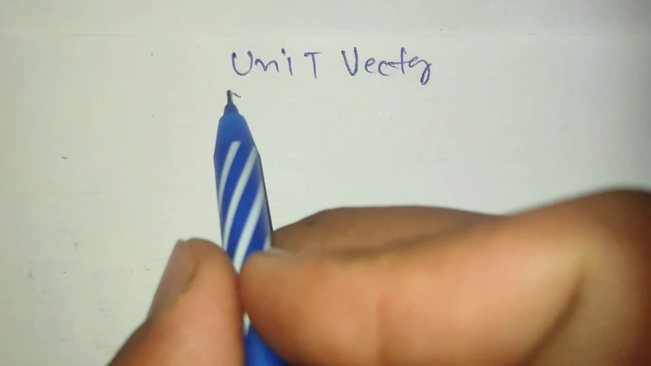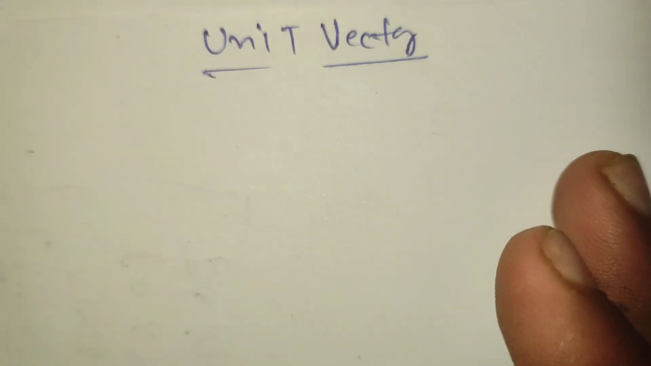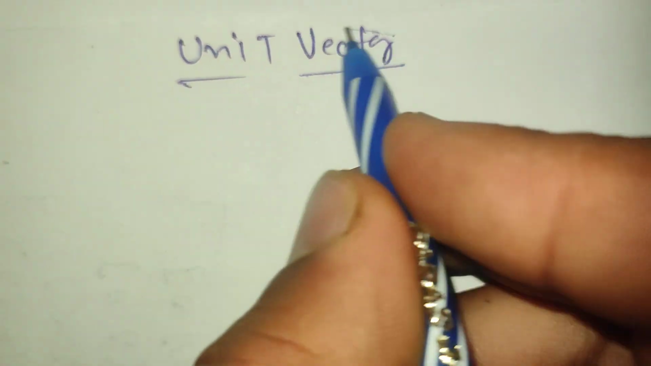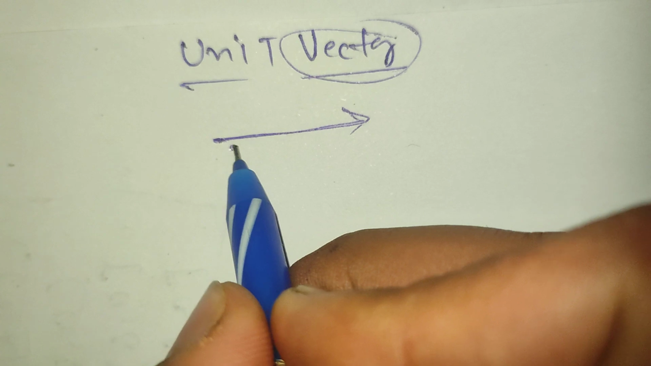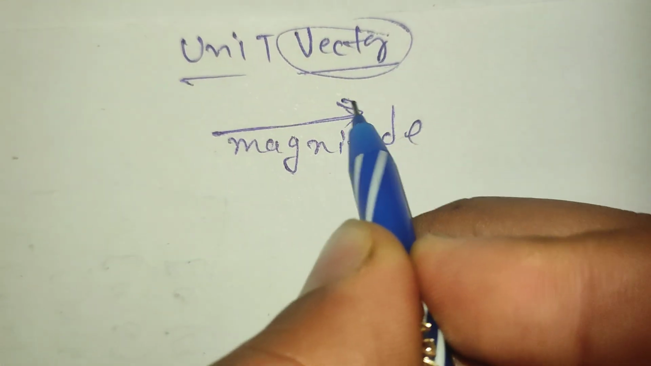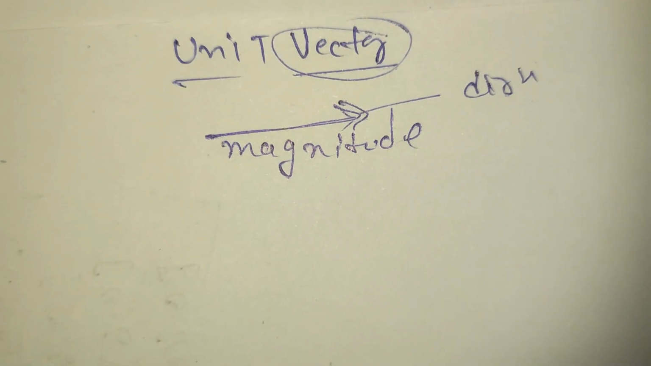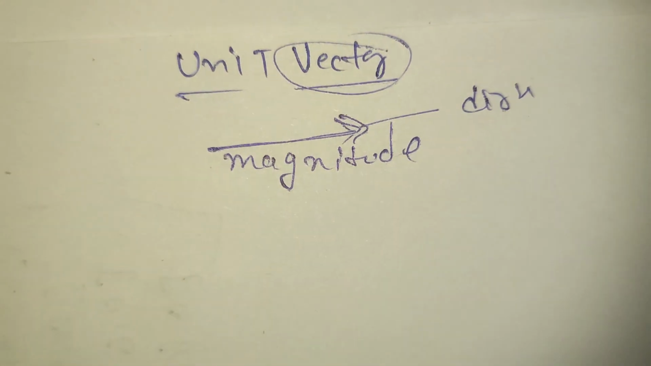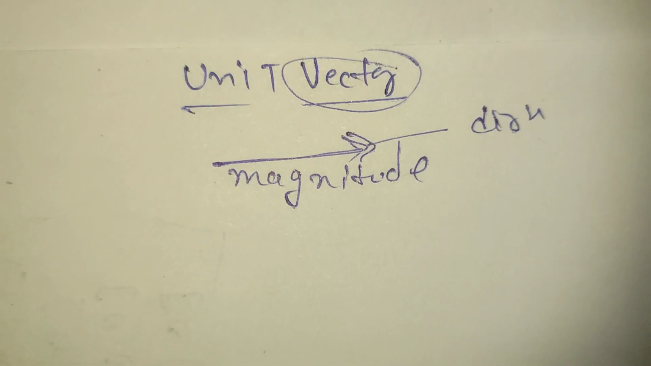Now we talk about a unit vector. It is a very interesting topic and a very useful vector. When we talk about a vector, it means a quantity which has a magnitude and a direction. Anything which has direction as well as magnitude is called a vector.